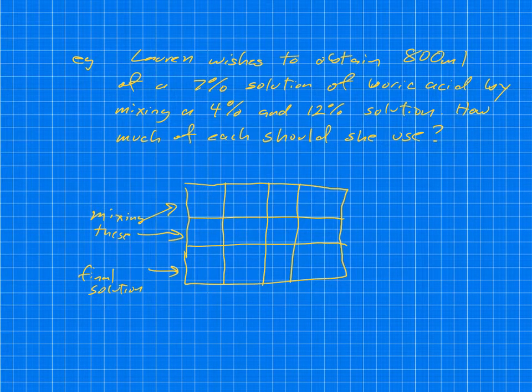So what are the two things that I'm mixing? What two solutions am I mixing? Okay, I'm mixing a 4% and a 12%. And in the end, my final is going to be that 7% solution. So what I'm going to do is this: I'm going to put the quantity of solution times the percent, and this is going to give me the amount of boric acid.